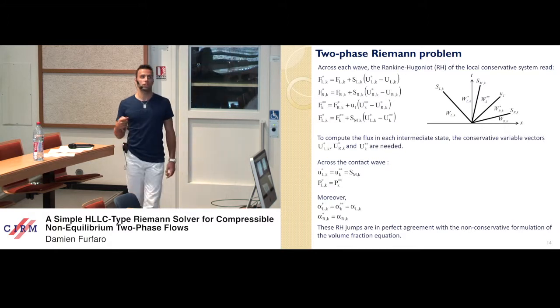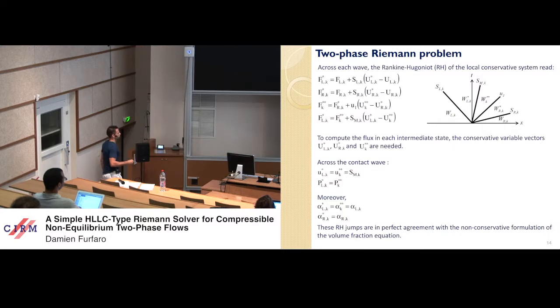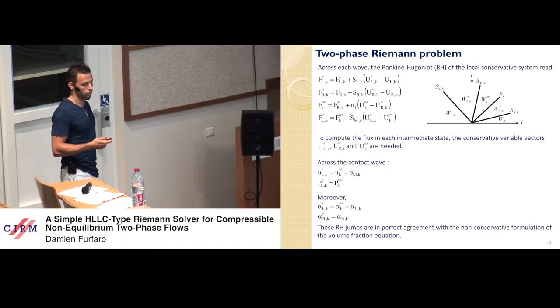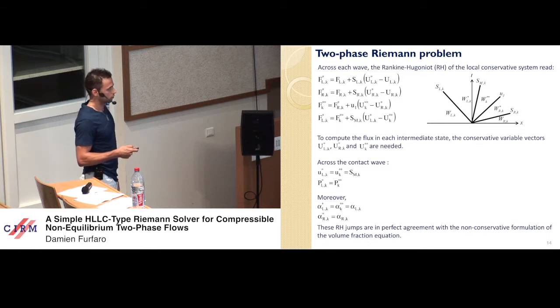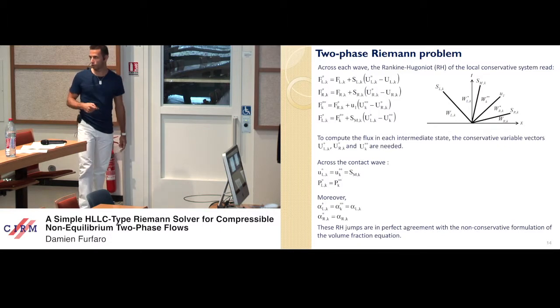To compute the flux in each intermediate state, the conservative variable vectors are needed. Across the contact wave SMK, we obtain the following. Indeed, pressure and velocity are constant across the intermediate contact waves. Moreover, as the interfacial velocity is a local constant, the volume fraction equation is expressed in a local conservative form. So Rankine-Hugoniot relations can be easily applied to obtain these equations. The Rankine-Hugoniot jumps are in perfect agreement with the non-conservative formulation of the volume fraction equation.